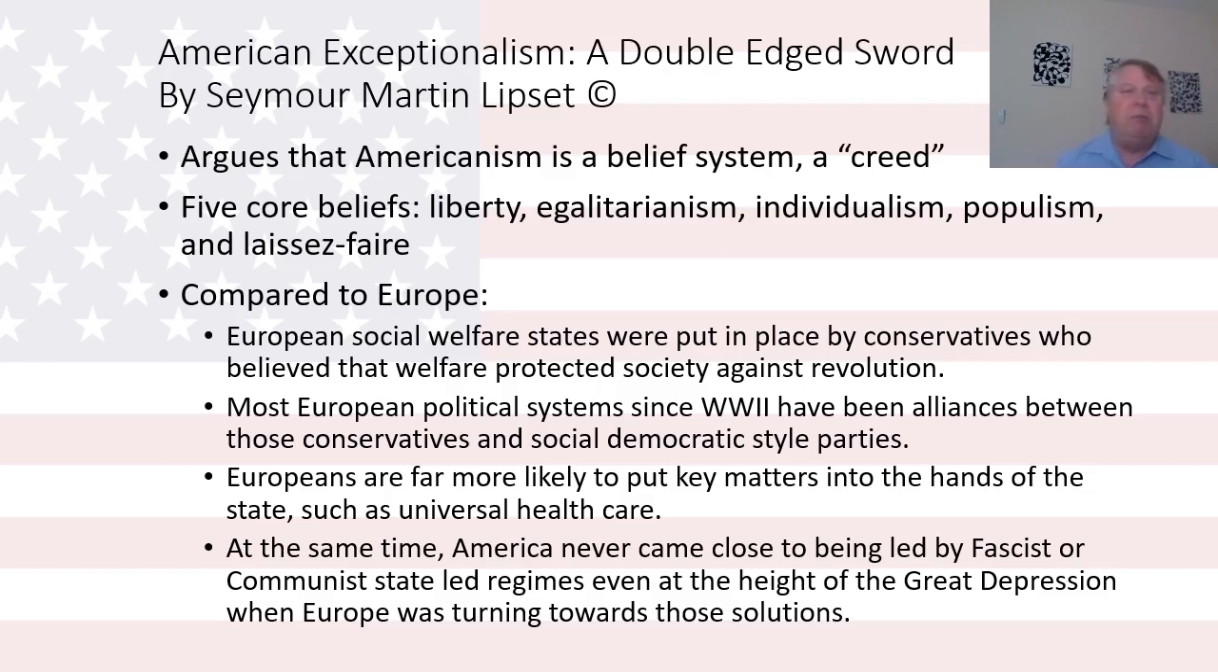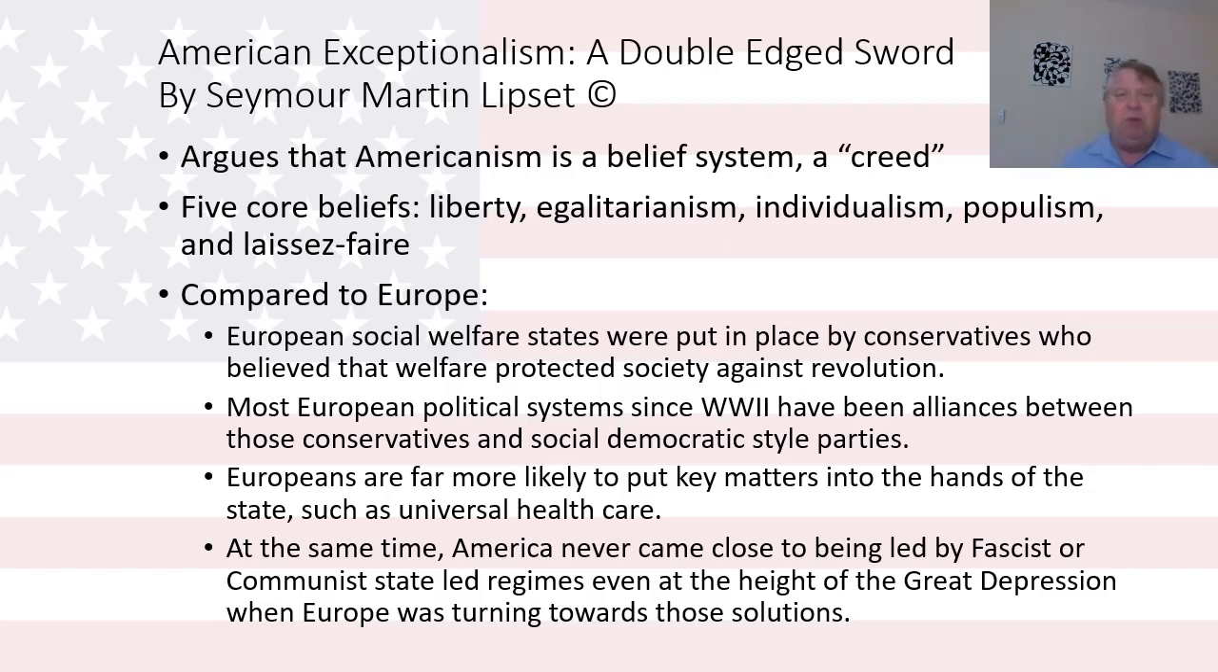So this article, Seymour Martin Lipset, American Exceptionalism, A Double-Edged Sword, was an attempt to explain ways in which America is systematically different from many other countries. He starts off with this interesting argument that Americanism, that is, the belief in America, is a belief system. It's almost a creed. Americans like to think that they're somehow different from other countries. And he's kind of saying that in a way we are. That other countries say, I'm English, I'm German, and that means, of course, something to them. But Americans really believe that America was built upon certain core beliefs.